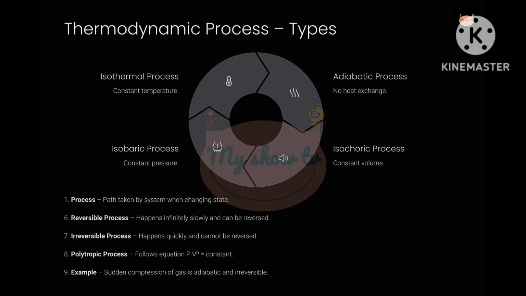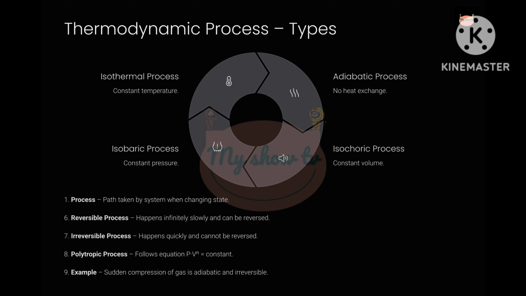3. Isochoric, isovolumetric. Volume remains constant. Heating gas in a sealed container is an example. 4. Isobaric. Pressure remains constant. Boiling water at atmospheric pressure is isobaric. 5. Reversible process. Ideal, very slow, and can be reversed without losses. 6. Irreversible process. Real processes with losses due to friction, heat loss, etc.